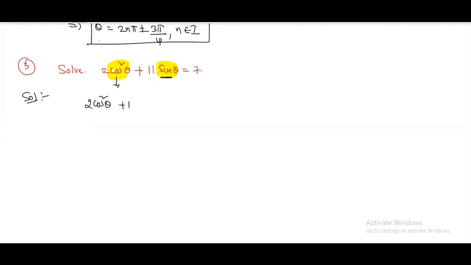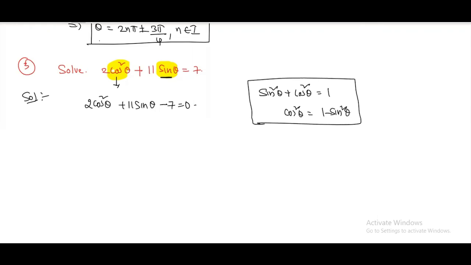2 cos square theta plus 11 sin theta minus 7 is equal to 0. So we know that sin square theta plus cos square theta is equal to 1. So from here I can write cos square theta is equal to 1 minus sin square theta. So 2 into cos square theta can be written as 2 times 1 minus sin square theta, plus 11 sin theta minus 7 is equal to 0.